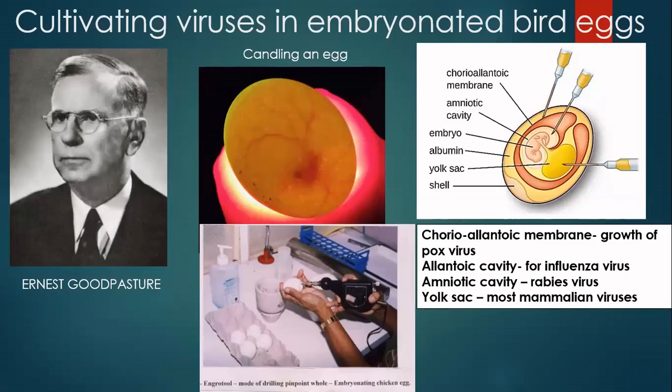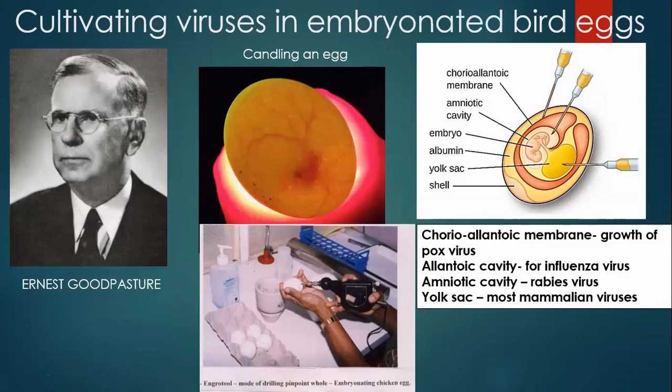Cultivating viruses in embryonated bird eggs. Now, an embryonated egg is one which has an embryo developing inside. And embryonated eggs were first used for cultivation of virus by Ernest Goodpasture in 1931.